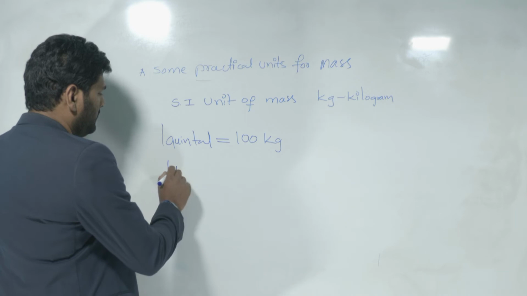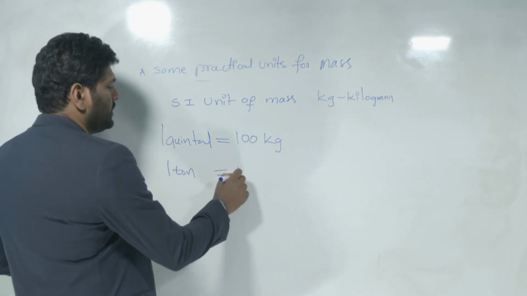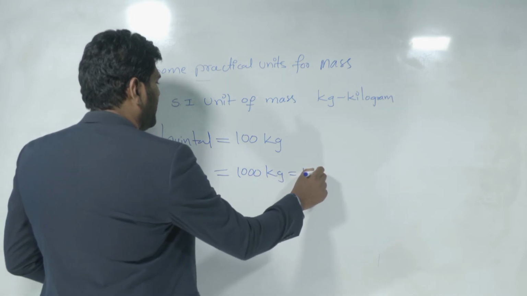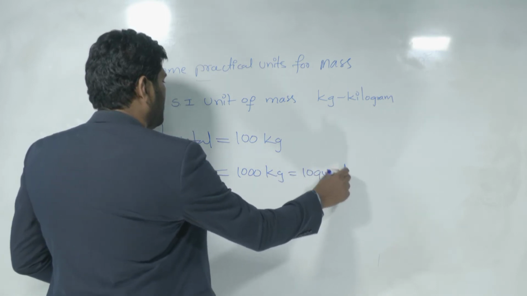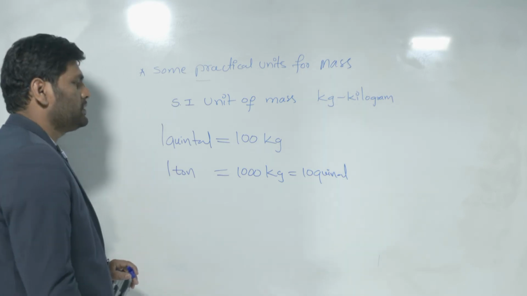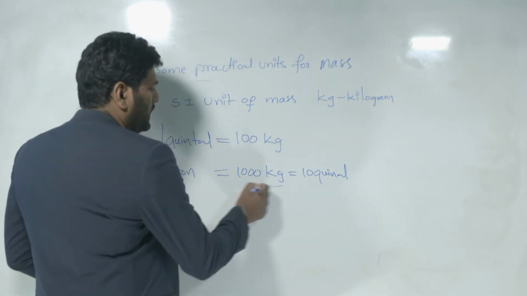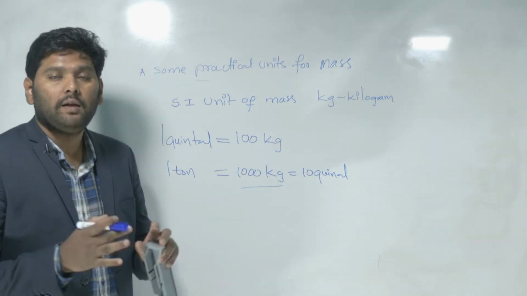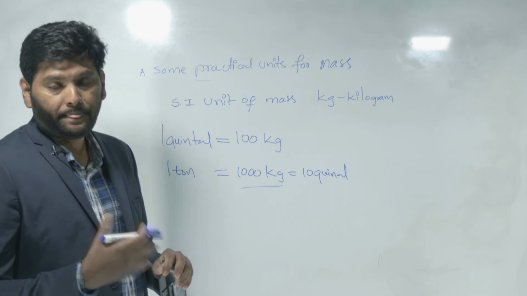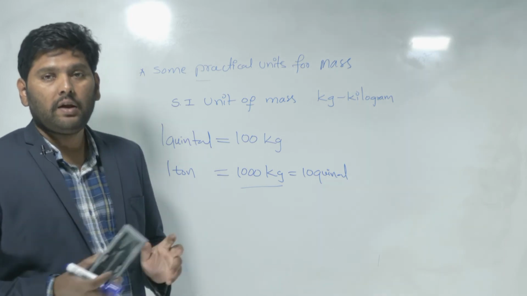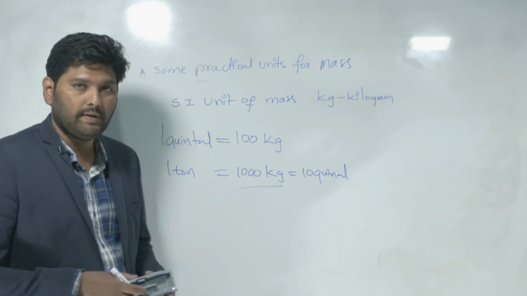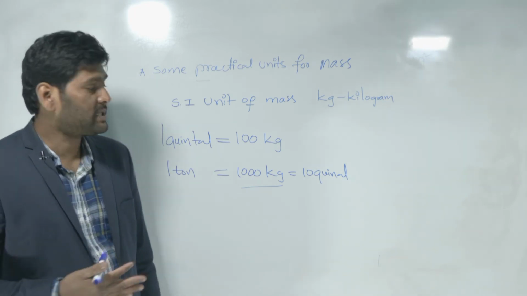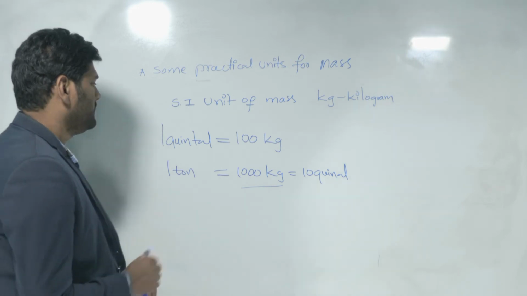Next, 1 ton. 1 ton is equal to 1000 kg, which is equal to 10 quintal. 10 quintal is equal to how much? 1 ton. So generally you have seen this while calculating paddy. When calculating the amount of paddy, we use this quintal, 100 kg. Okay, rice bags. In the rice bags also you will observe this kind of thing.